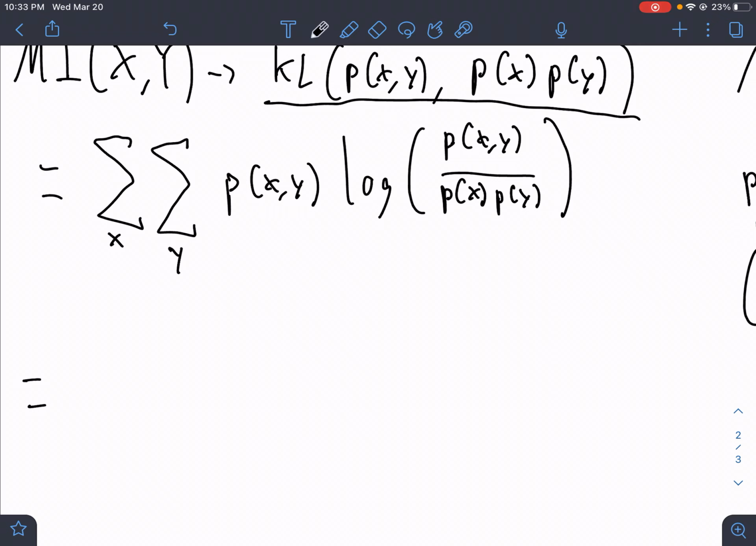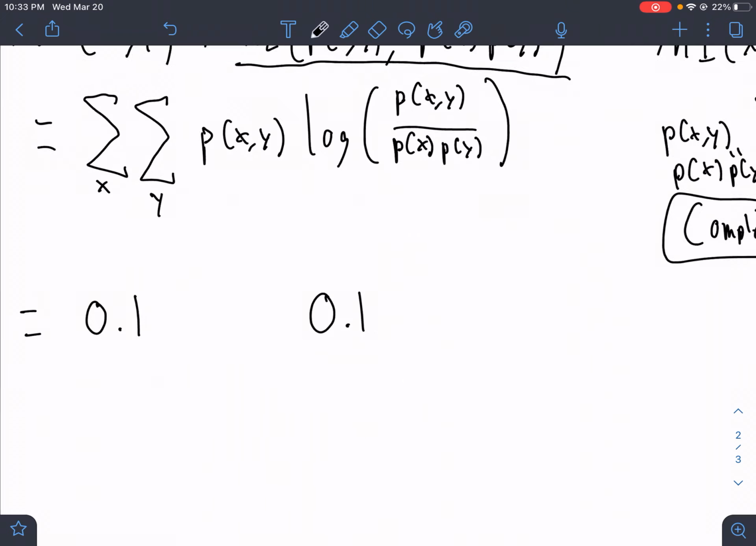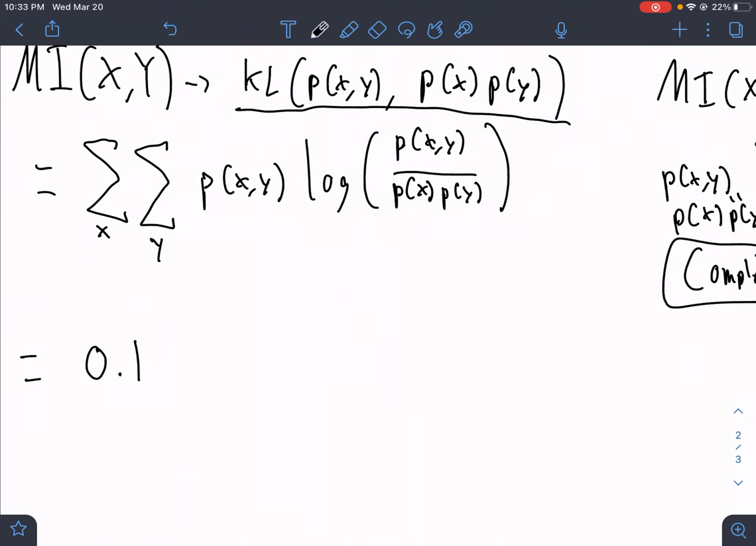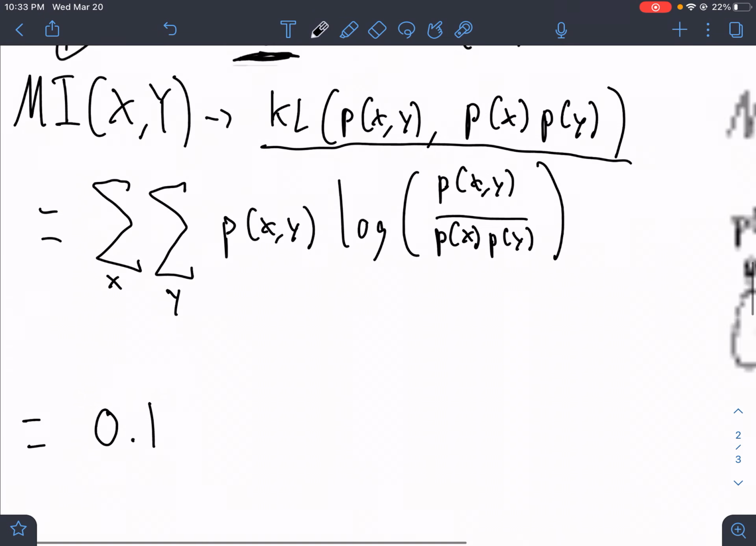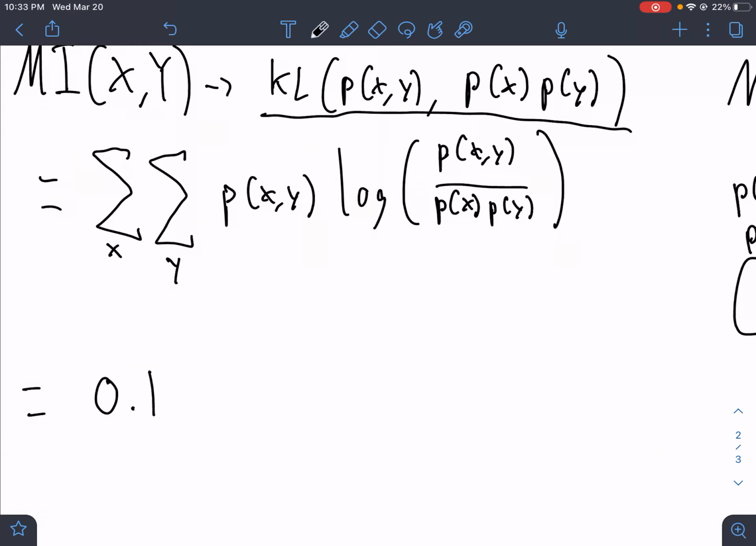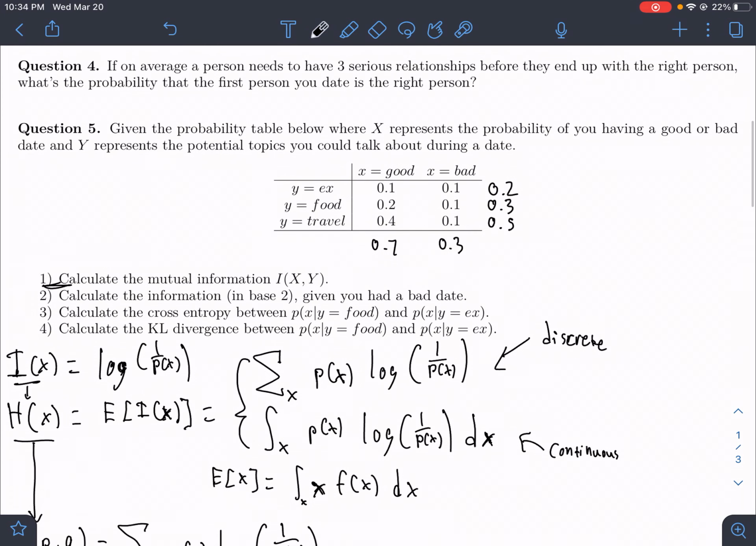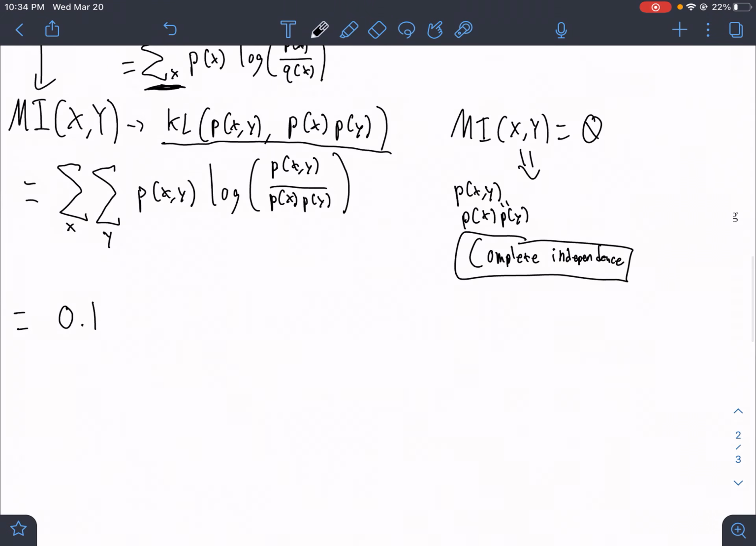Mutual information says that for every entry, we're going to be using this formula. There are 6 entries in our table, so let's get started on that. If we want to do this on paper quickly, we can write out the entries by their probabilities individually in the same order. Actually, let's go through a single example first, and then I'll write out the whole thing real quick. So probability of x comma y, we're going to do the first entry, that is x equals good and y equals ex. The probability of this is 0.1. So I've written 0.1 here.